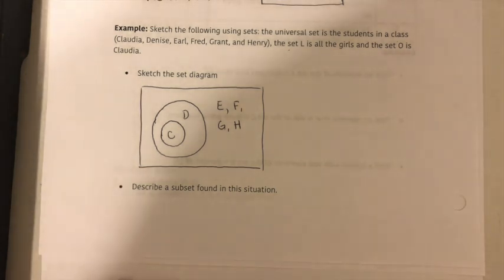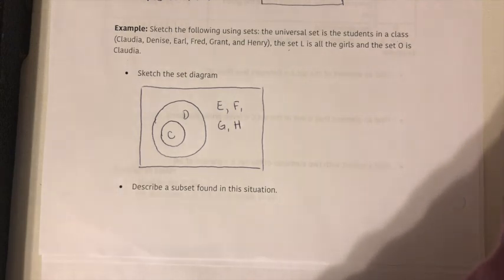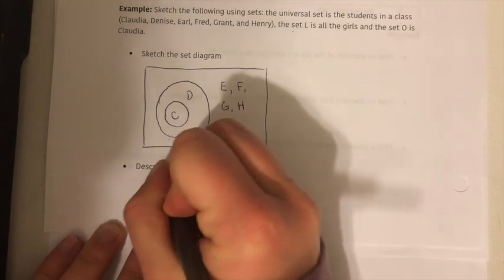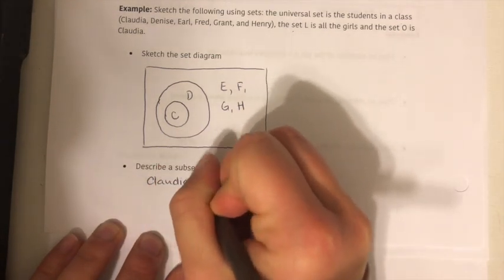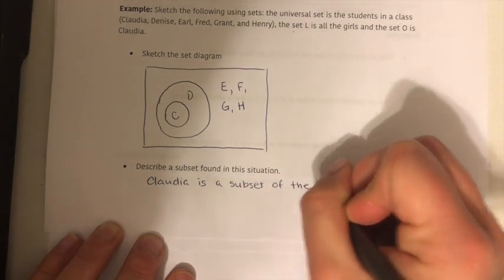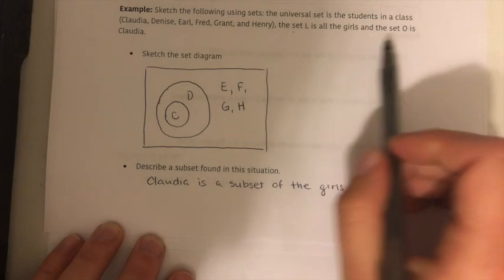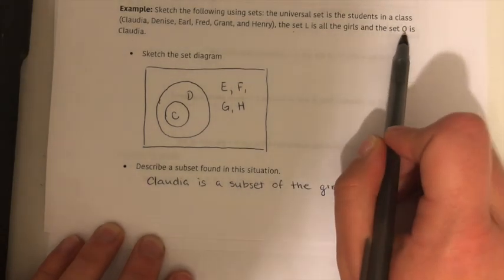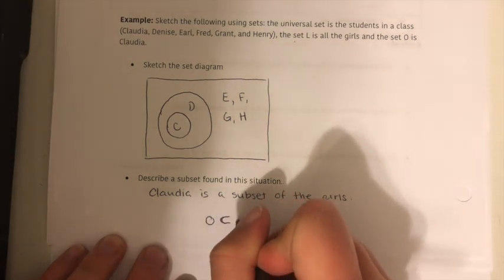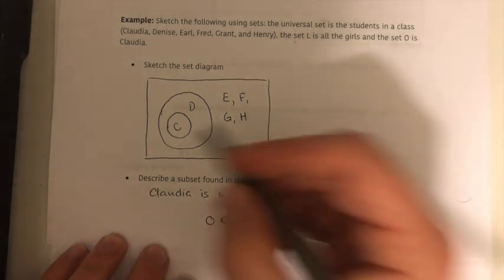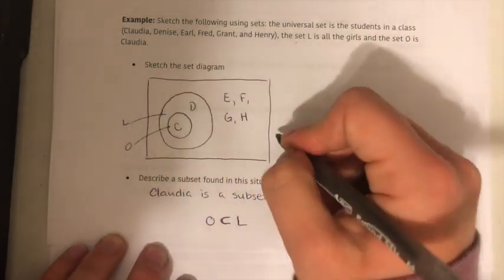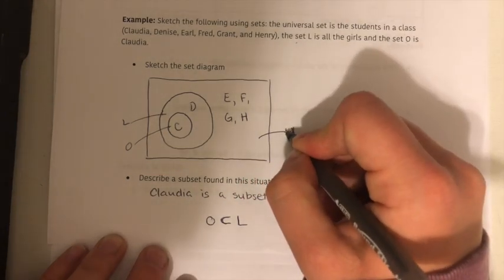If we wanted to talk about a subset, we could say Claudia is a subset of the girls. Notice Claudia is called set O, and the girls are called set L. So we could say O is a subset of L. So this is O, this is L, and then this is the universal set.